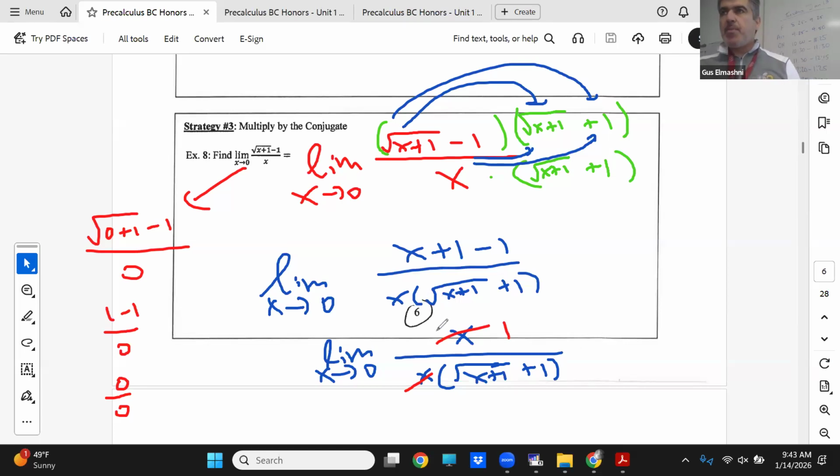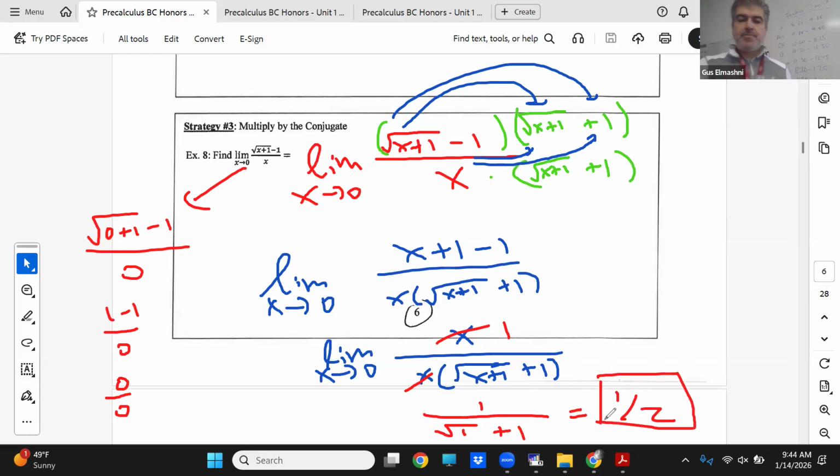Now at this point, can we substitute 0 for x? Now you can ignore the limit notation. And if you do that, what do you end up getting? If you plug in 0 for x after you cross off the x's, 1/2, right? You get 1/2.